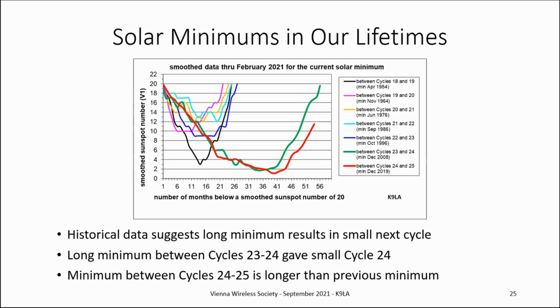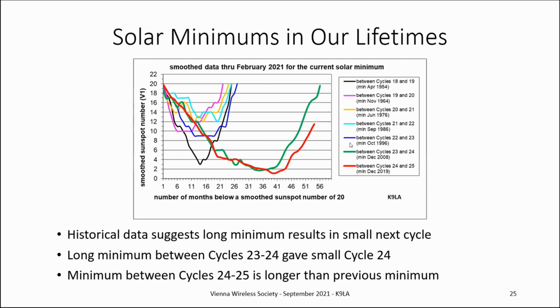Let's take a look at solar minimums in our lifetime, because historical data from all 24 previous cycles suggests that a long solar minimum results in a small next cycle. Now here's a plot of recent solar minimum periods. The 5 on the left are the solar minimums between cycles 18 and 19 through cycles 22 and 23. And all 5 of those, we got very used to the smooth sunspot number going below 20 and then rising up through 20 again in only about 24 months, 2 years. So we had very short solar minimums in most of our lifetimes.